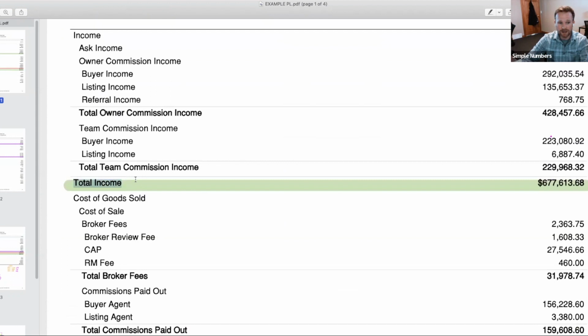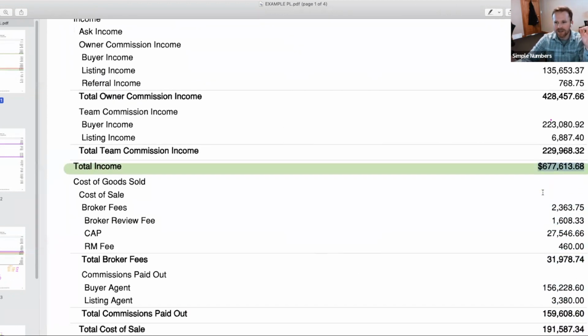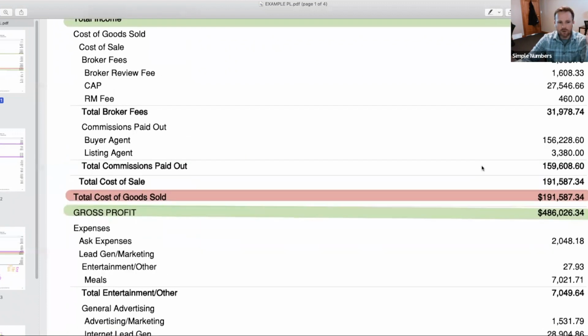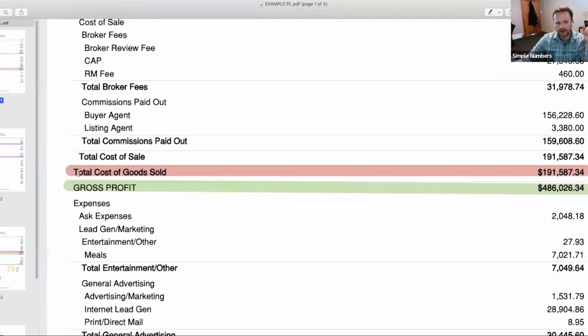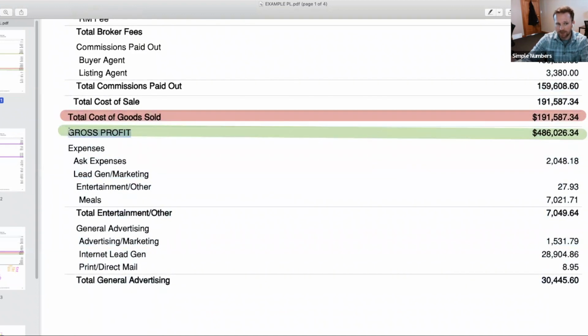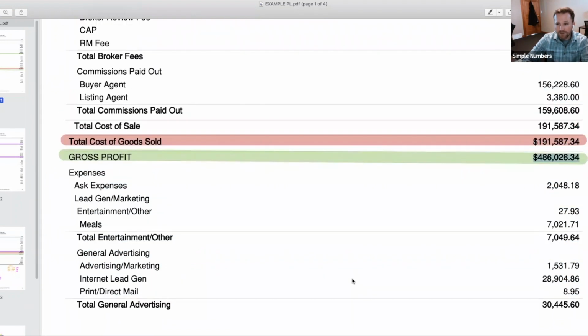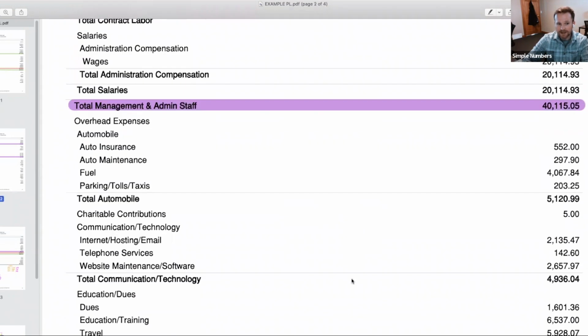Number one, total income. This team did $677,000 of total income. The second number we want to look at is the total cost of goods sold right here in red. That's the amount we paid out, in this case, to the agents and broker on their portion of the splits. And that leaves us with simple number 3, our gross profit, $486,000. Then we have to pay the expenses and see what's left.